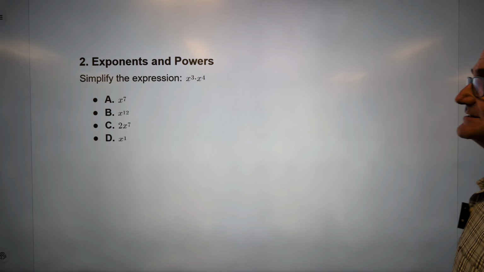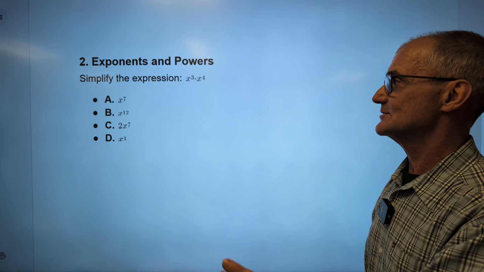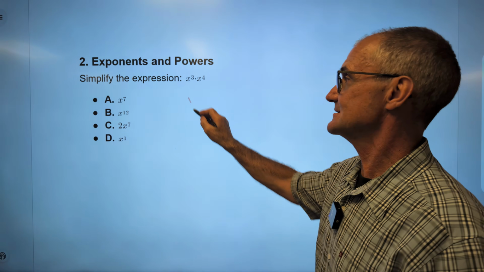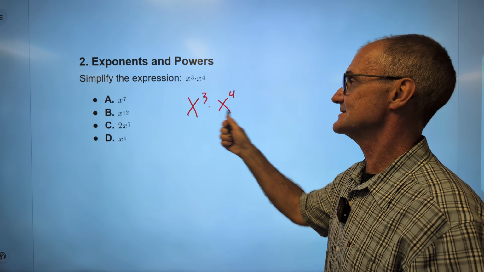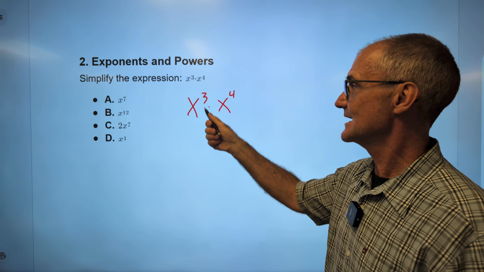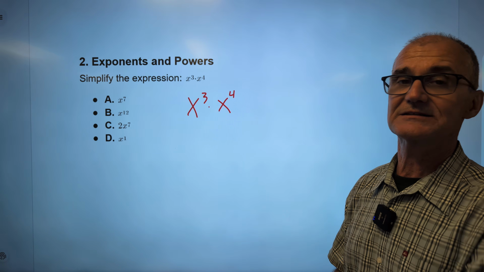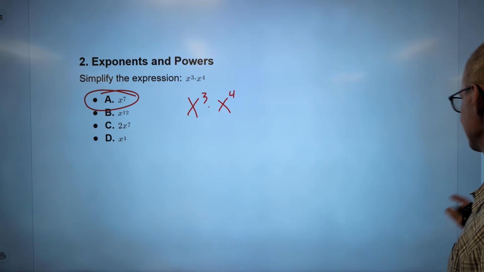Number 2 is checking, do you know your exponent rules? This is math knowledge, so you need to know these rules. This is checking the product rule. X to the third times x to the fourth. I have the same bases. X is my base. The rule is I add my exponents to give me x to the 7th. Correct answer, answer A right there.